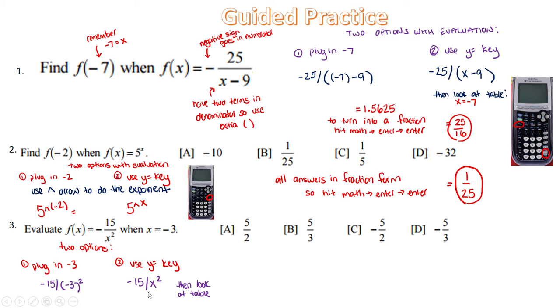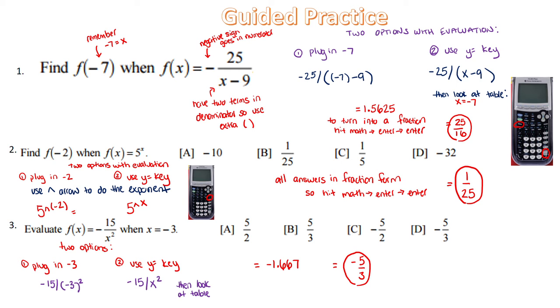Or using your y equals key, -15 divided by x squared, and then we're looking at the table when x is -3. Okay, again, either way, we're going to get a decimal. So that's the reason why the math enter key is a time saver when you're taking your test. Turn that decimal into a fraction, because your decimal right now is actually -1.6 repeating. Since it's repeating, we definitely want to turn it into a fraction, -5/3.